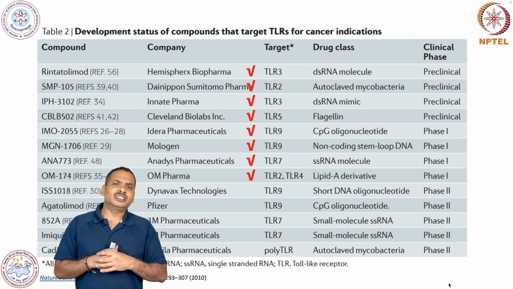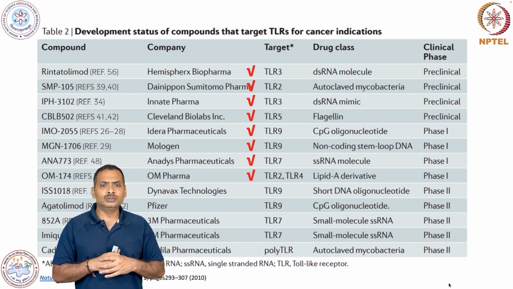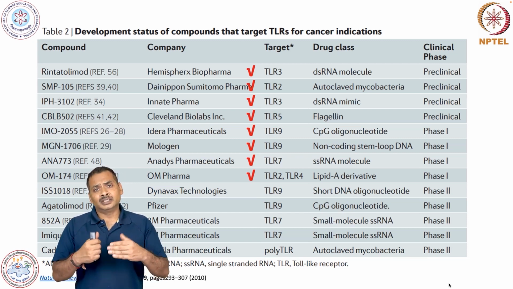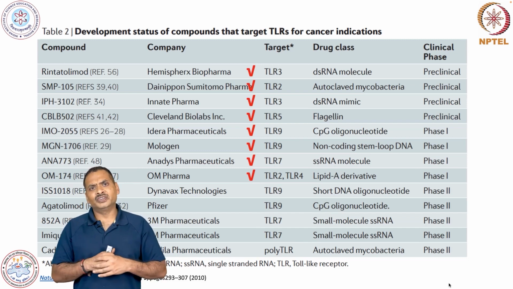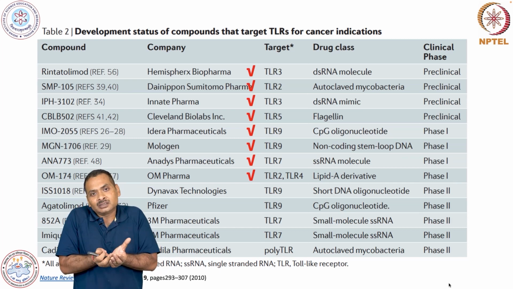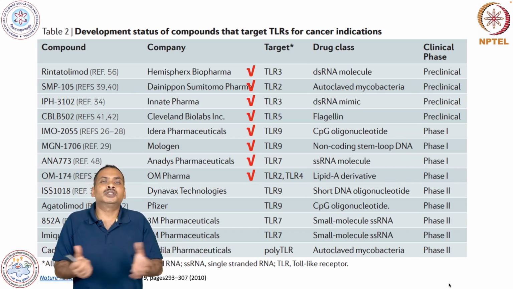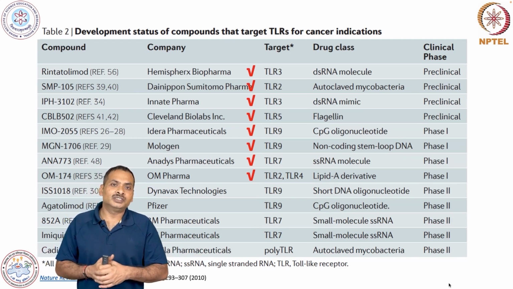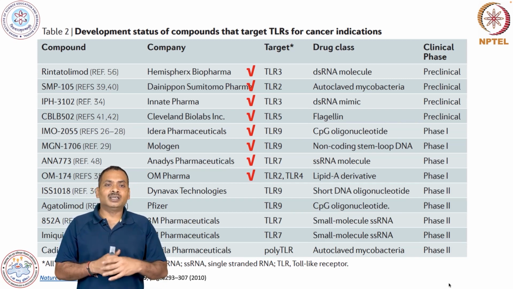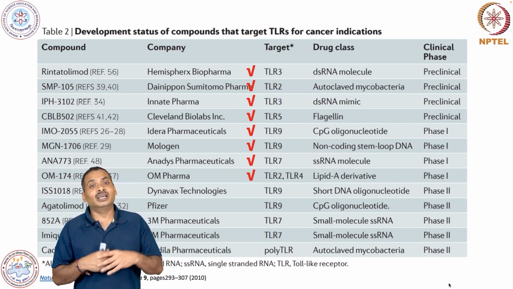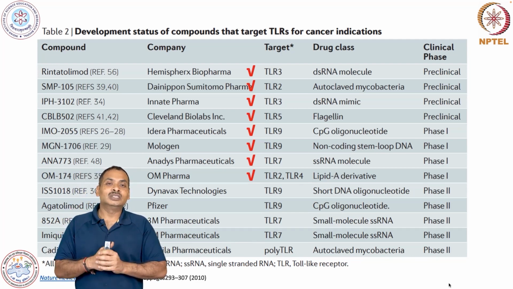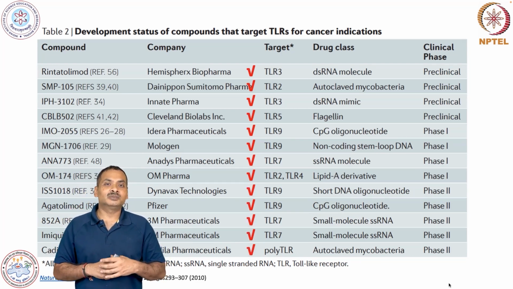Several ligands of TLR7, which is basically a small molecule, single stranded RNA, are in clinical trial, in a phase 2 trial. So most likely in the near future we will have a good repertoire of molecules which can be used for the treatment of various cancers. Okay, there is a poly-TLR. So this autoclaved mycobacteria, I told you, is a complex mixture. It can consist of all kinds of molecules. So this can also be used for the treatment of cancer.